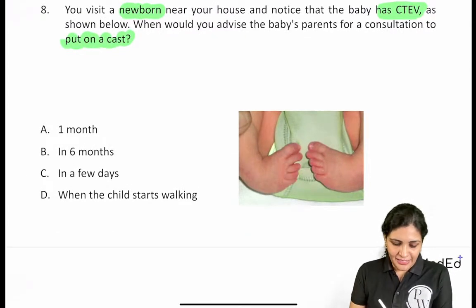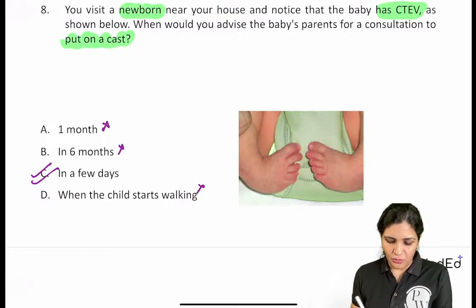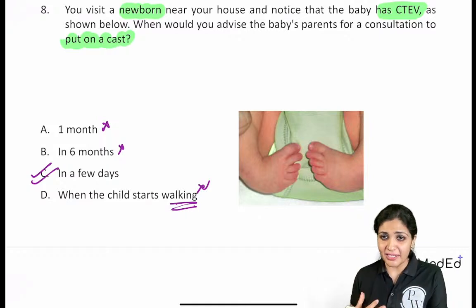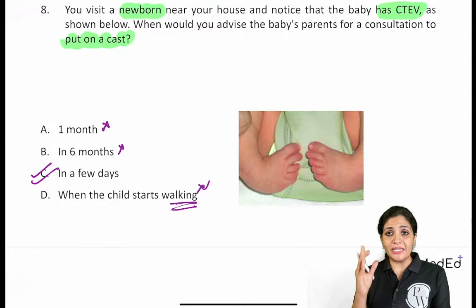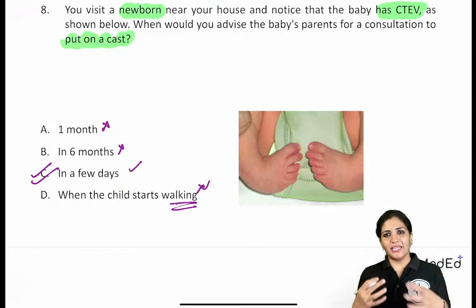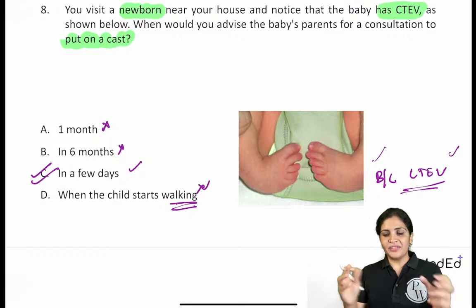So the answer is in a few days. Very good. So not 1 month, not 6 months, not when the child is older. Until then, this CTEV becomes neglected and it develops all the callosities. It's very difficult to treat when the child starts walking, right? So the CTEV casting should be applied as early as possible, that is just in a few days, right? If it is a bilateral CTEV, you go for bilateral casting, right? So this is about the CTEV.